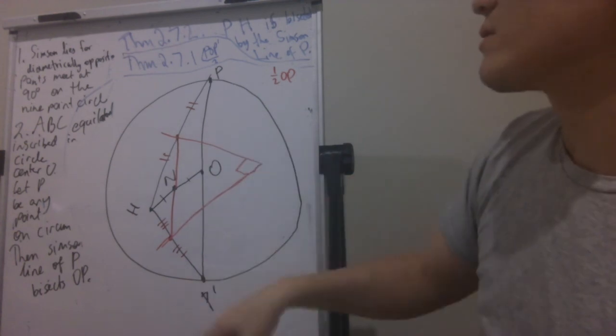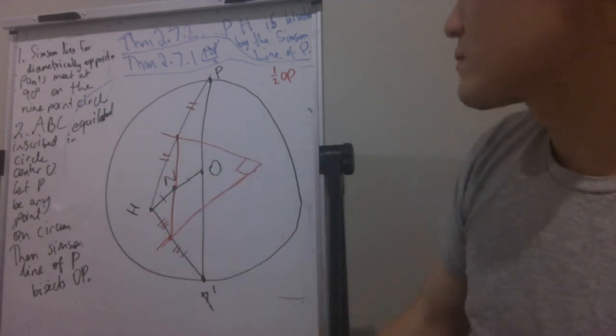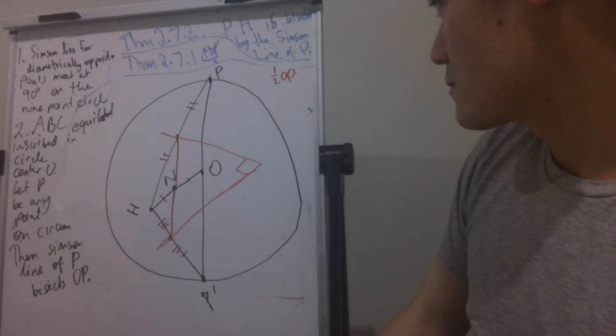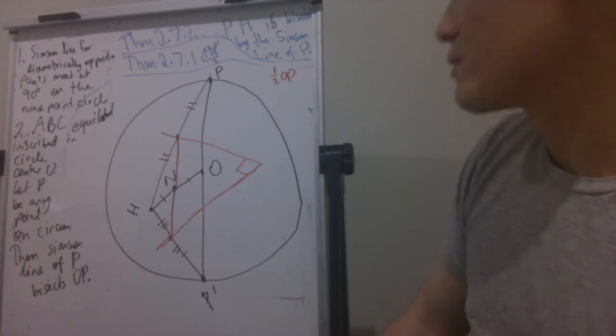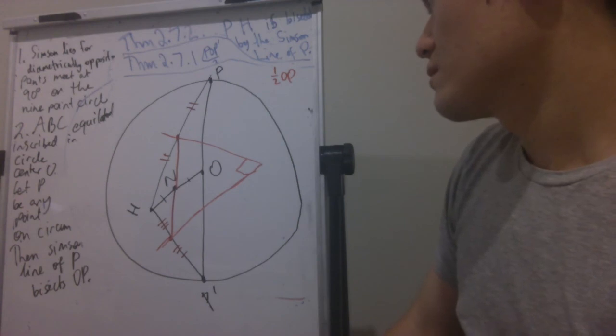And then HP prime equals HP would be just half. So it still works. It's like a general case, and this is a simpler case.